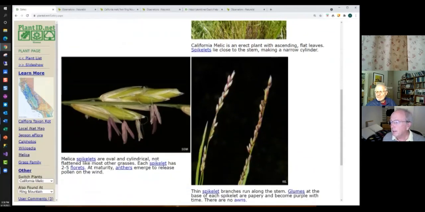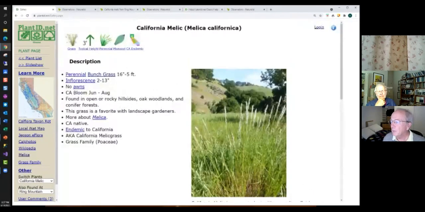The melica spikelets are oval and cylindrical, not flattened like most other grasses. So if you look over here at this picture, this spikelet looks different than the spikelets we've been seeing before. They're kind of roundish, they don't have awns, and they have papery glumes. The papery glumes turn purple, although several grasses turn purple later in the season. But if you just look at this, you get the feeling that's what a melica looks like. So let's talk about melicas a little bit more.